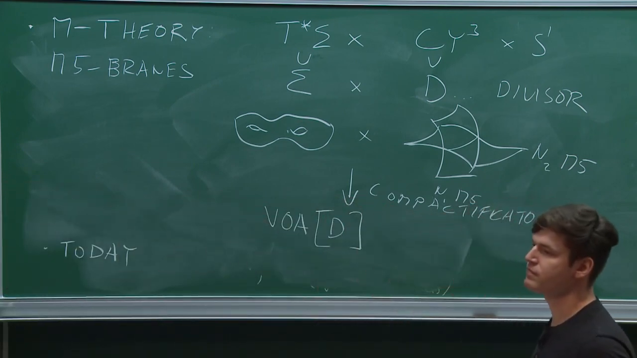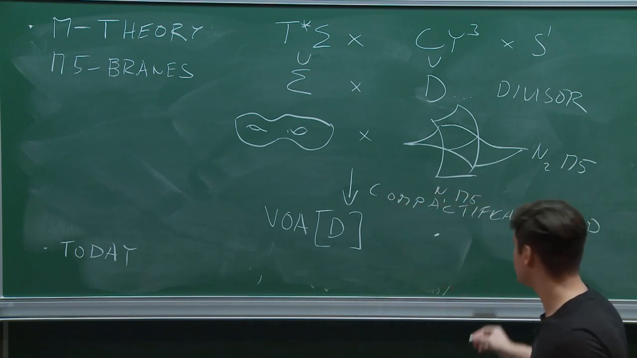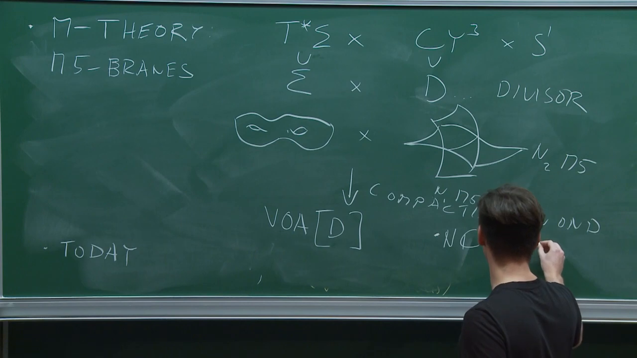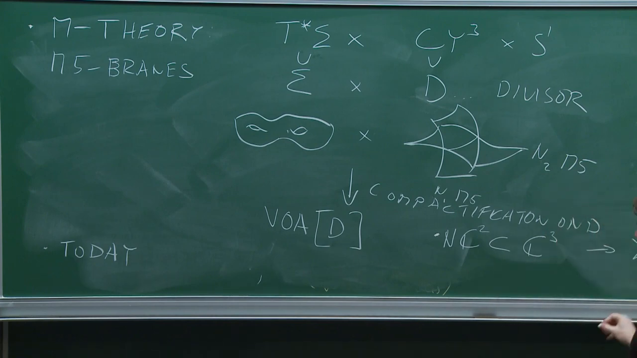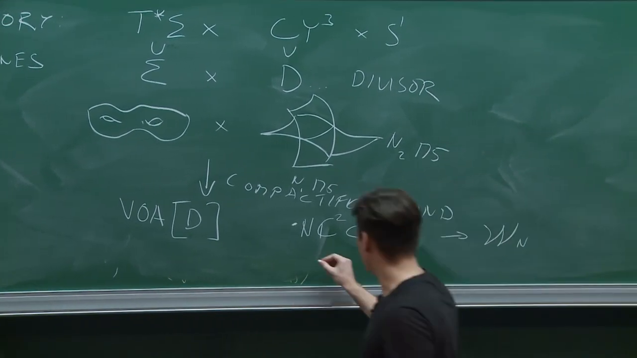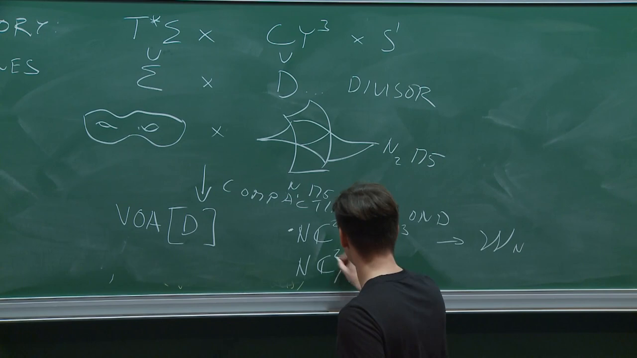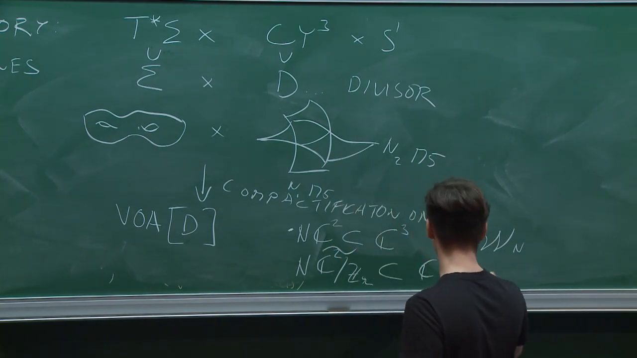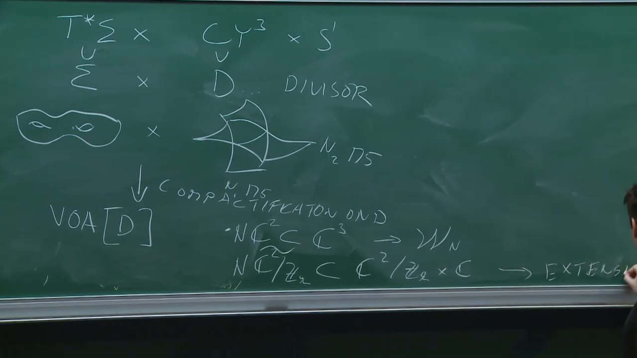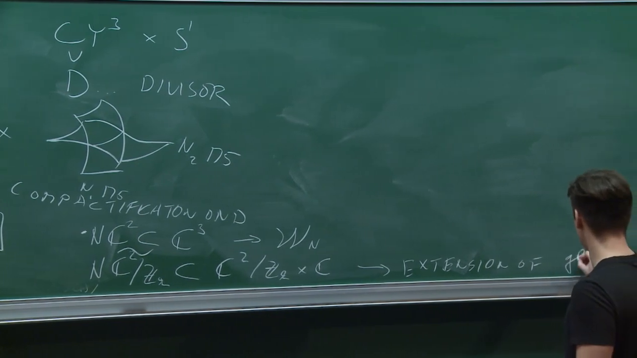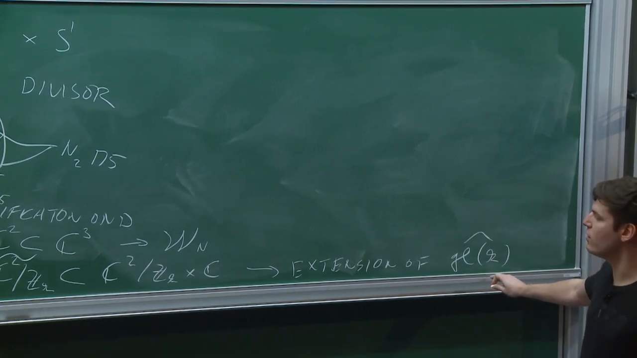Yeah, right. So the two examples appearing in the literature are the following example, where the corresponding vertex operator algebra can be identified with the W_N algebra, or the following divisor, where we have N M5-branes on the C²/Z_k resolution inside C²/Z_k times C, where the corresponding vertex operator algebra is some extension of Kac-Moody gl_k hat at level N.